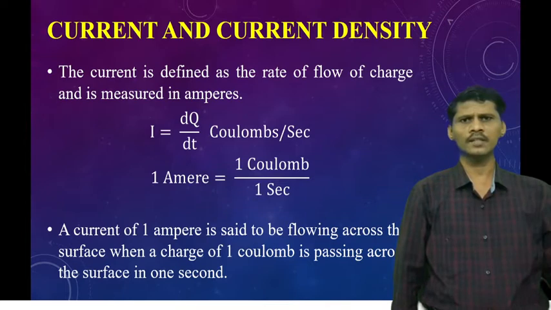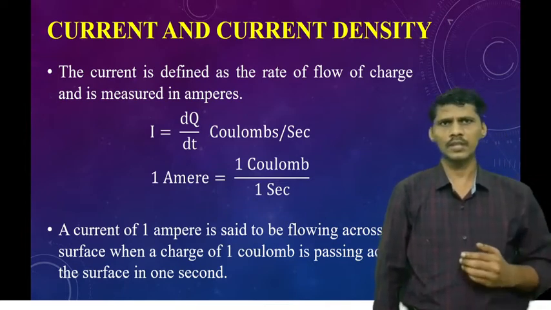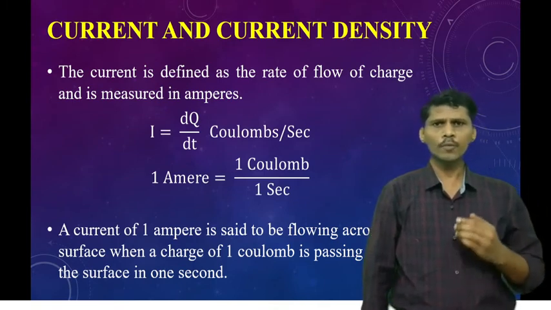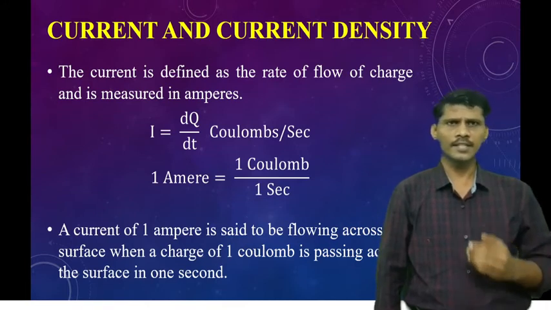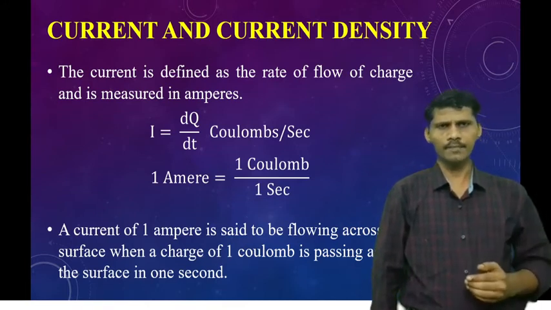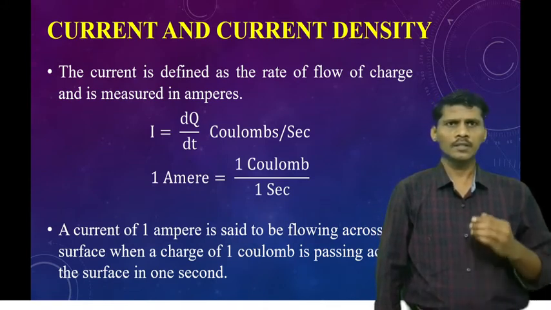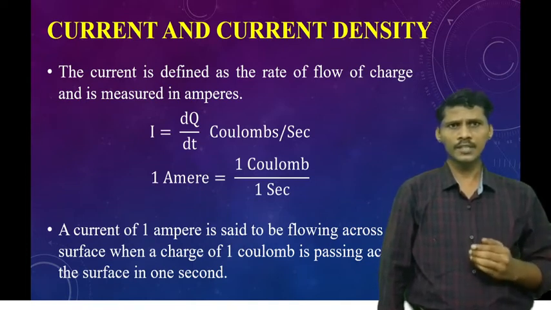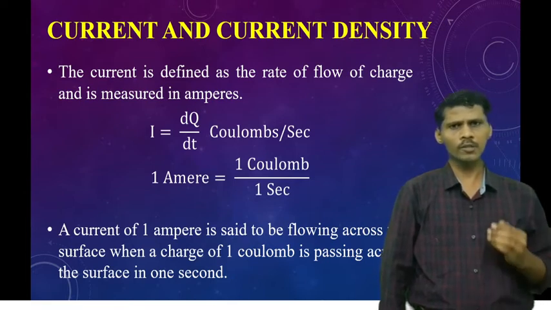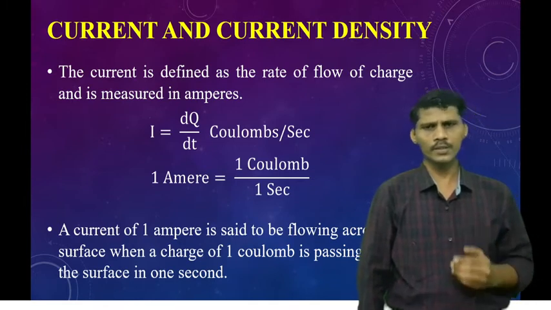So, what is the current? The current is defined as the rate of flow of charges, and it is given by I equal to dq by dt. The current is measured in amperes. The dimension of charge is coulombs, and dt is measured in seconds, so the current is measured in coulombs per second. It is also measured in amperes. 1 ampere is equal to 1 coulomb per second.